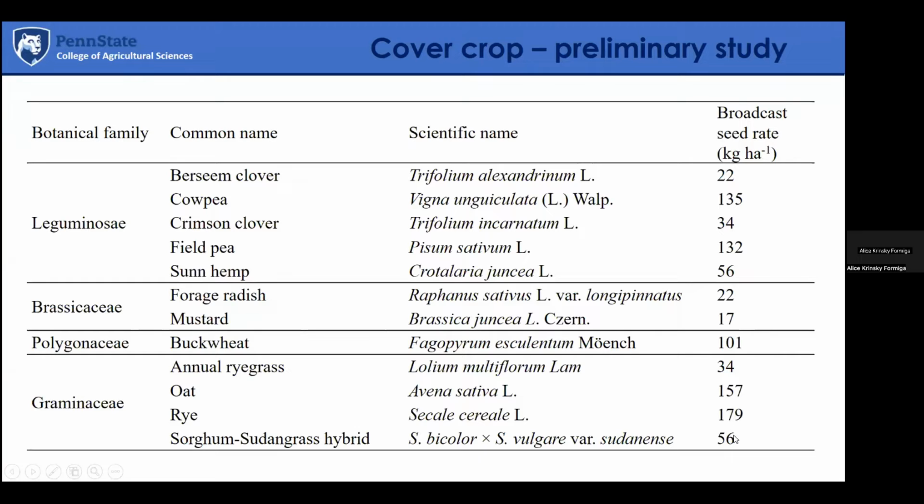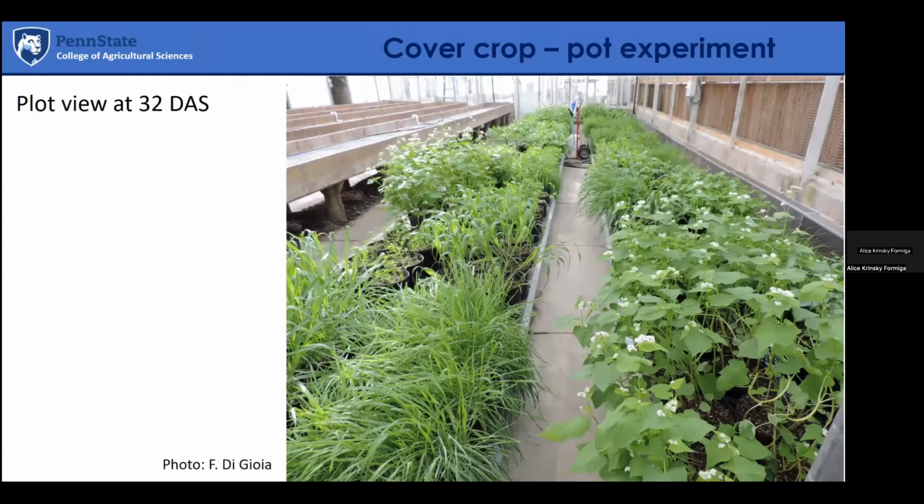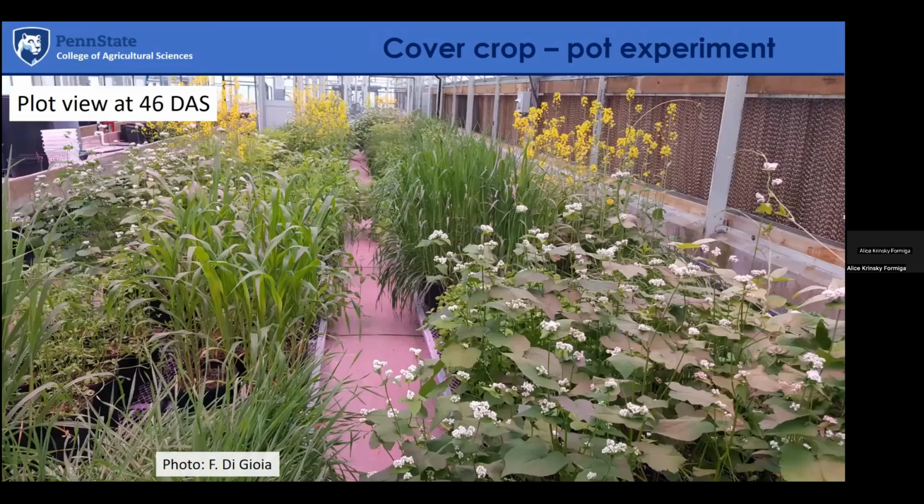Now, when we are trying to maximize the biomass that we generate in a relatively short time, sometimes the seed rate, the seed density that we can use for these cover crops may be higher than what you would normally use in a regular cover crop, just because you are trying to generate a lot of biomass in a relatively short time. And so these are the application rates that we used for this study. This was a pot study conducted in greenhouse. This is a view of the treatment at 32 days, and this is what it looked like at 46 days.